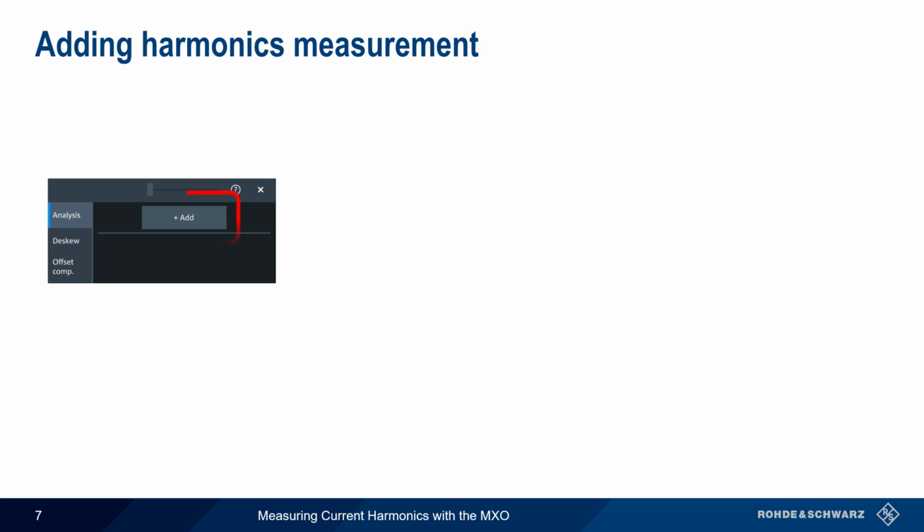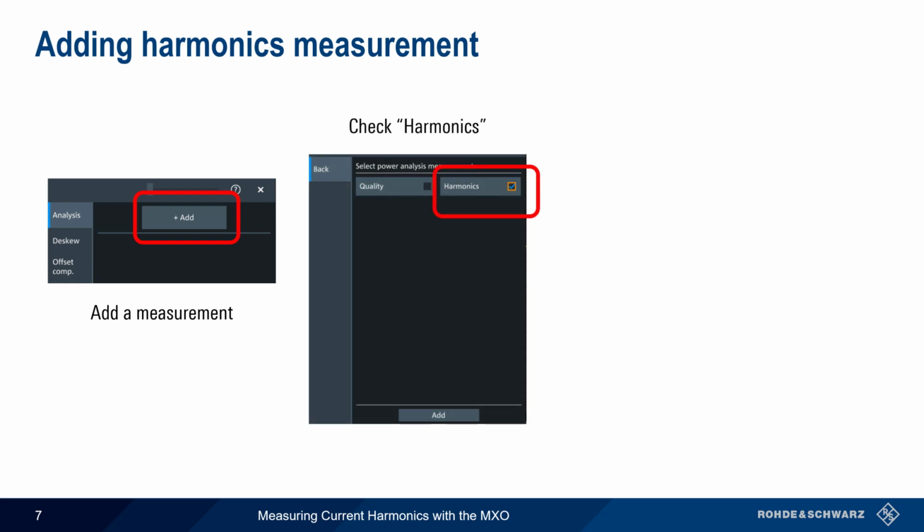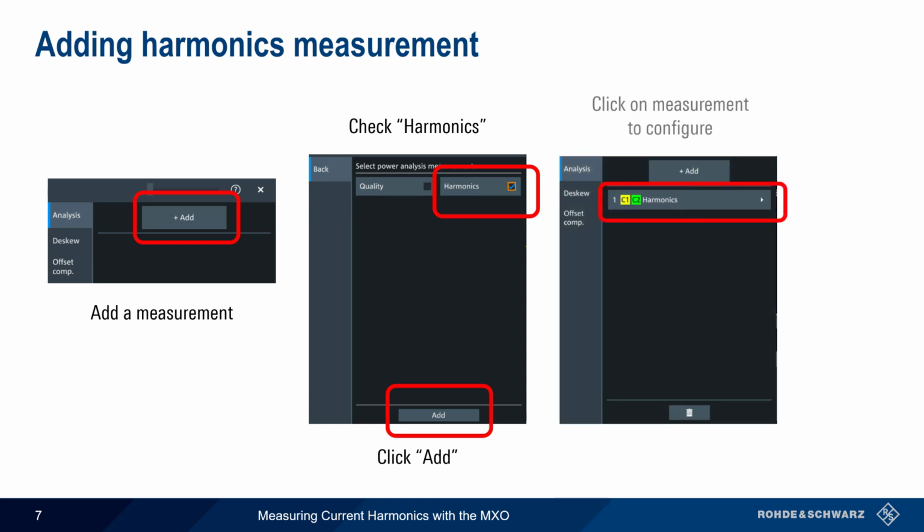Next, we need to add a power measurement, and this is done by pressing the Add button. Choose Harmonics from the list of available measurements, and then click Add at the bottom of the screen. Once the measurement has been added, click on the Harmonics measurement in order to configure the measurement parameters.